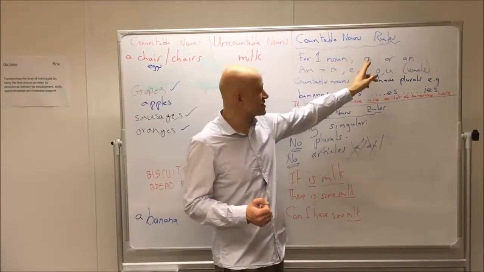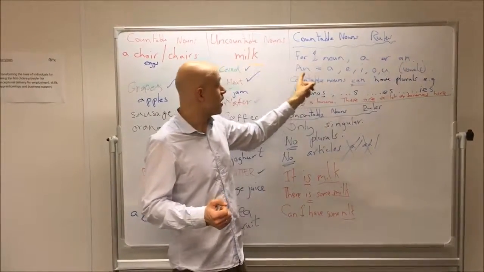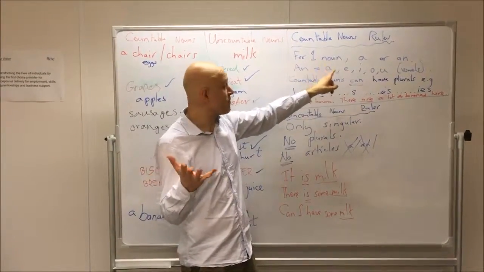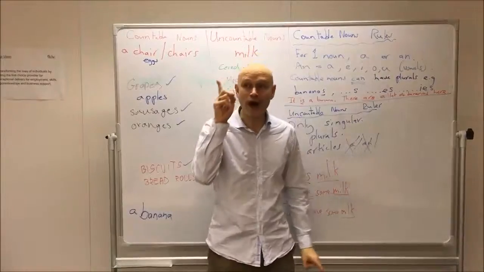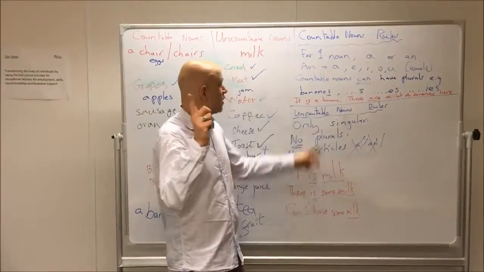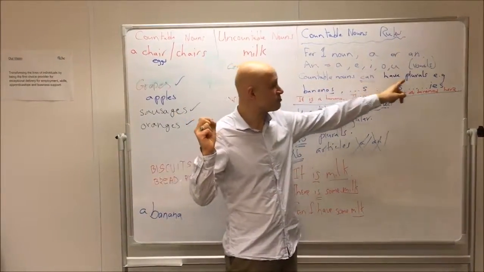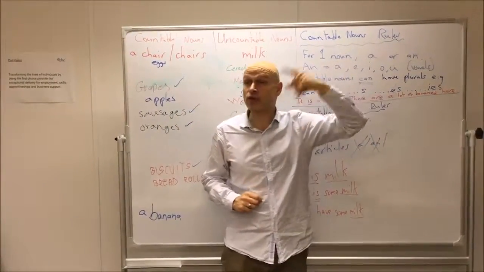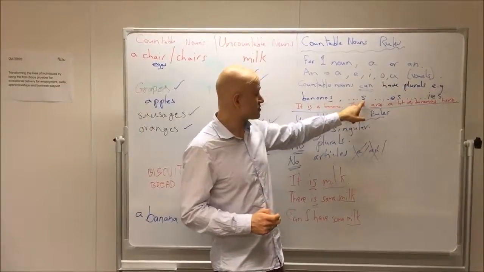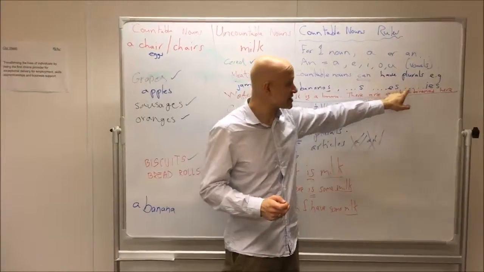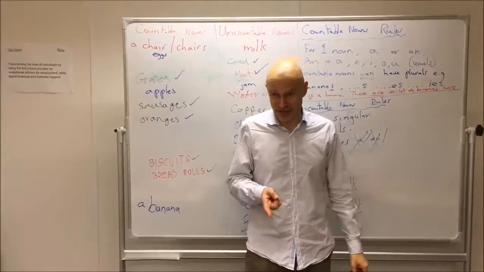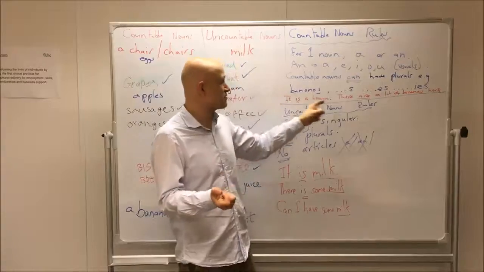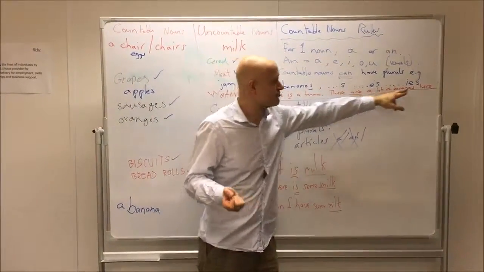For one thing, you must say a or an. And remember, we use an for words beginning with A, E, I, O, U. But remember, we only use a or an for one thing. Okay? And countable nouns can have plurals, bananas. And we have different plural endings, which we will learn next week. Ending sometimes in S or ES or IES. I will teach that to you next week. Okay? I just put an example here. It's a banana. There are a lot of bananas here.